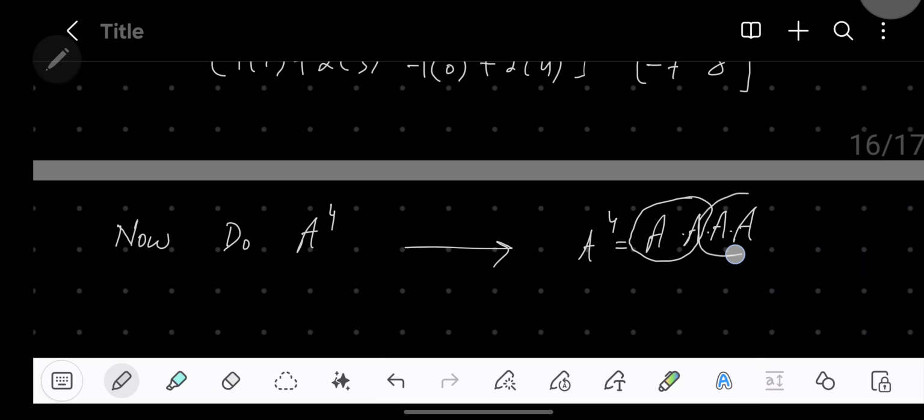This is a square, this is a square. Put the value of a square here, put the value of a square here. You will get again two matrices and you will multiply. Whatever you want, it's up to you.